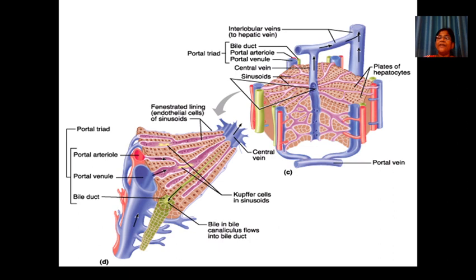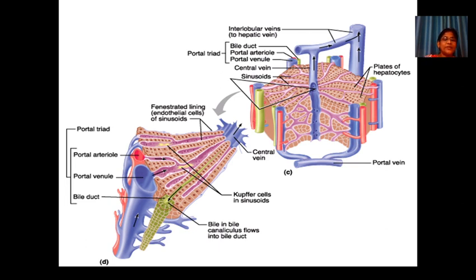These columns of hepatocytes are radiating from the central vein, from center to periphery. Clear? So between these hepatocytes, there are sinusoids. That you have to keep in mind.